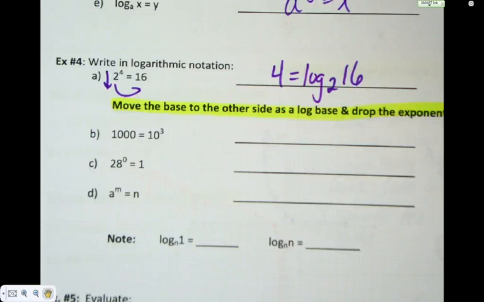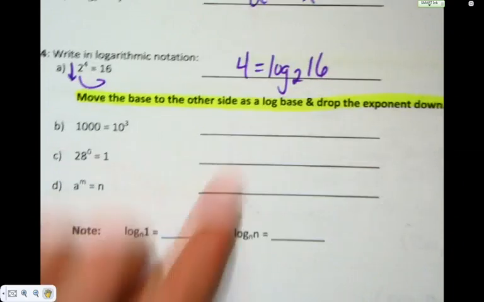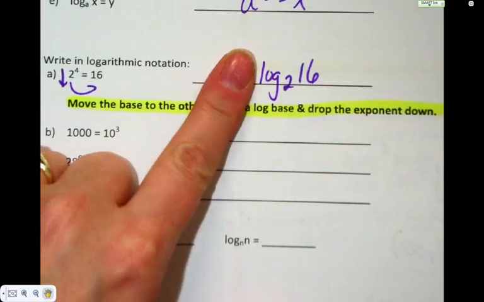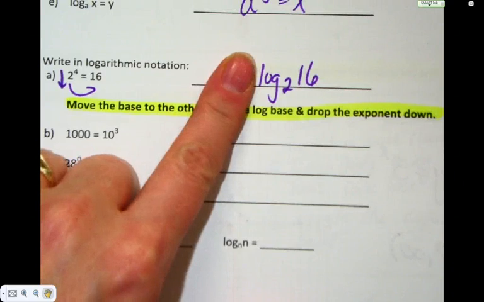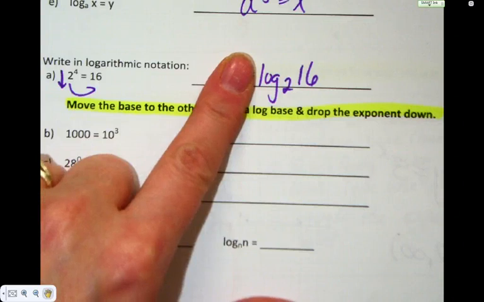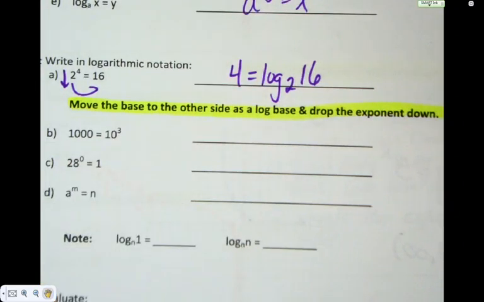Okay, so the base went over, became the log base, and the exponent dropped down. Let's just show why this is 4. What is this question asking you? 2 to the what equals 16? 2 to the 4, and that's why the answer is 4.